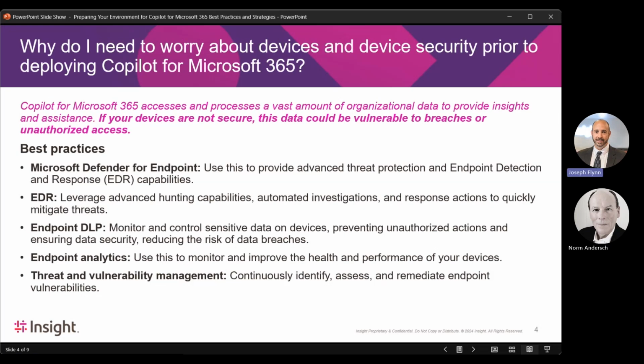Excellent. Now, this is great, right? Because we talked about identity, we talked about data. Now we get to the device. And a lot of times customers do ask, if I am protecting the data and if I'm protecting my identity, why should I care about the device? Now we have to understand, as Copilot evolves, there's Copilot for Windows 11, there's Copilot for Microsoft 365, or just regular Copilot in the browser.